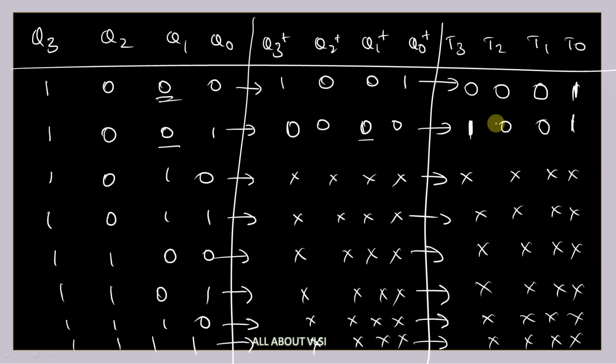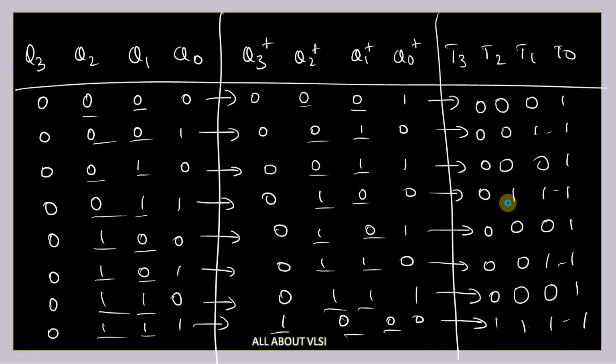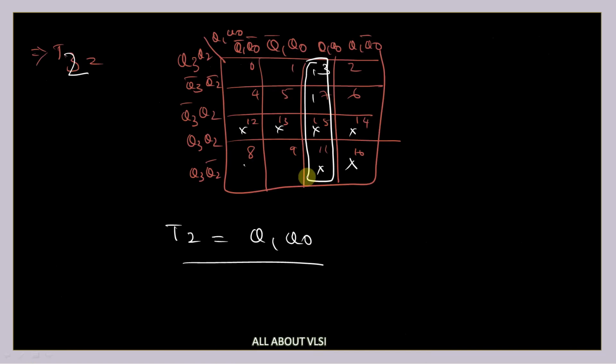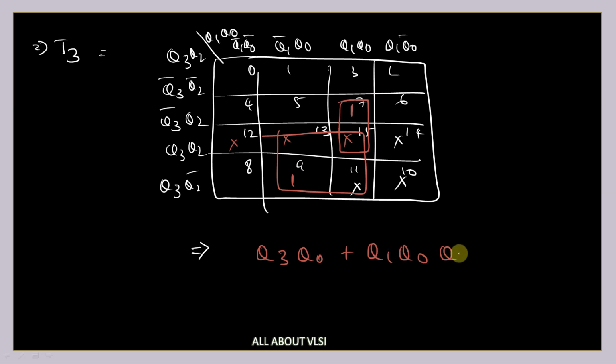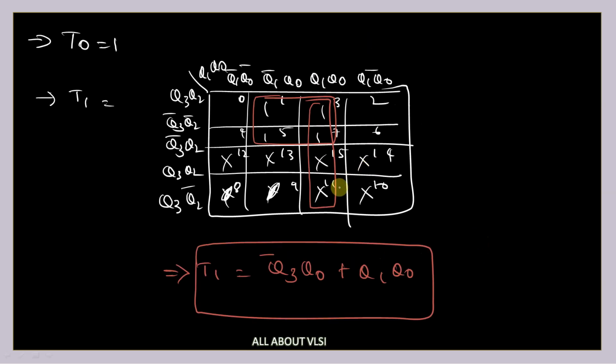And from the table, let me write down the minterms for my T3. T3 is nothing but 7 and 9. And the remaining 10, 11, 12, 13, 14, 15 are my don't cares. So I can form a quad here and I can form a dual here. So it is nothing but Q3 Q0 plus Q1 Q0 Q2. Let me check the others also.